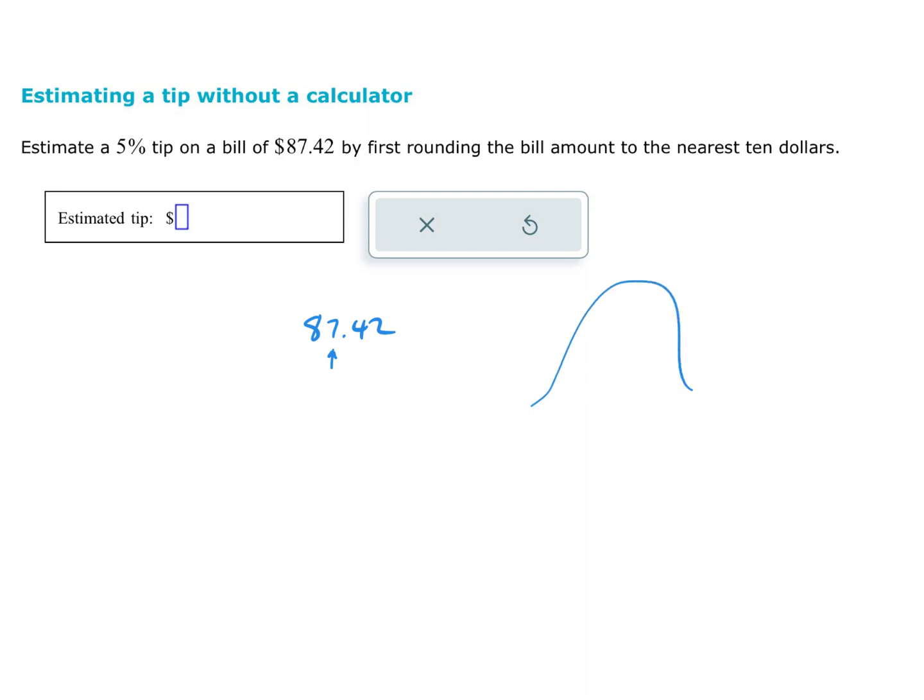Remember that when you're doing this, it's kind of like a big hill here, and we have $80 over here, $90 over here, 85 right in the middle. We're at 87, so we're over here. We're going to round up to $90. So first of all, we have $90.